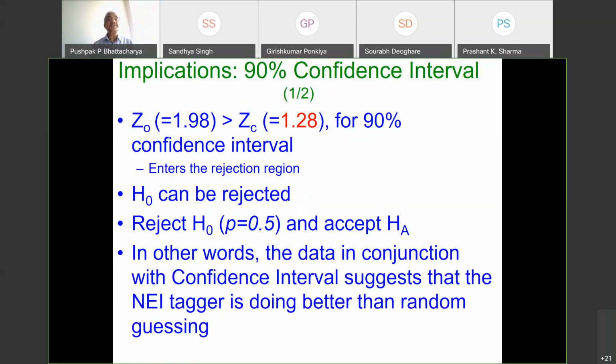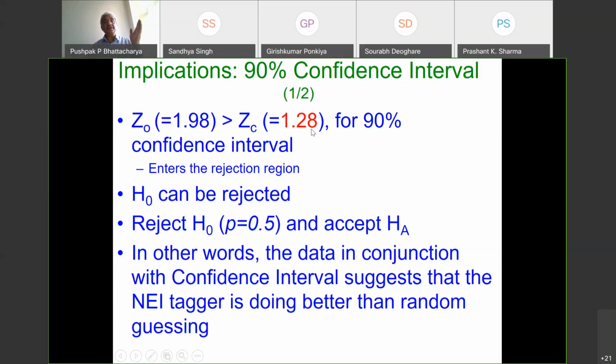Now we come to the decision. Now we are in a situation to be able to make the decision. For 90% confidence interval, the decision is H naught is rejected, because we have entered the rejection region. 1.98 is greater than 1.28, which is the critical value.